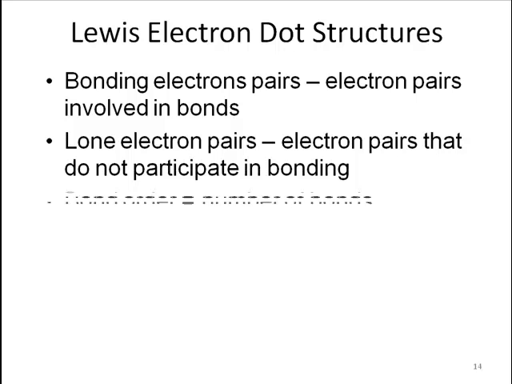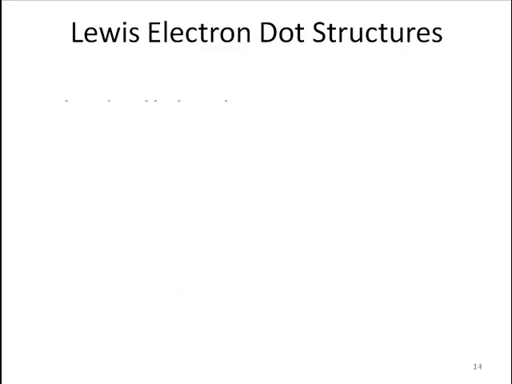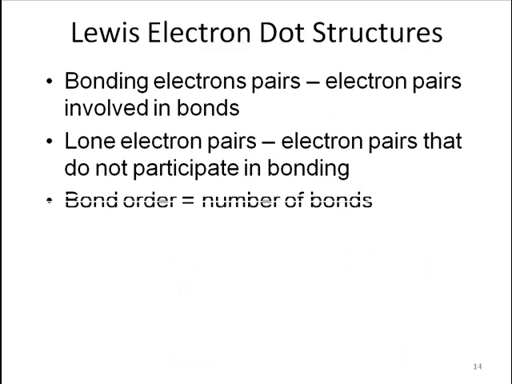The Lewis electron dot structures show bonding electron pairs, which are electron pairs that are involved in bonds. It also shows lone electron pairs. These are electron pairs that do not participate in bonding. So these are called the bonding pairs. This is the bonded pair, or bonding pairs. These are called the lone pairs. There are 3 lone pairs around HF here. 1 bonded pair, 3 lone pairs. So bonding electron pairs are electron pairs that are involved in bonds. Lone electron pairs are electron pairs that do not participate in bonding.